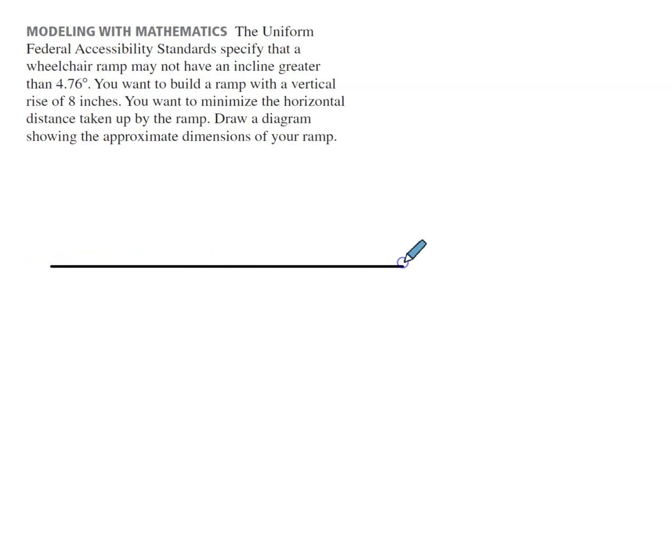So let's draw a little bit better image here. 4.76 is a tiny, tiny angle. If you look at a protractor, it's going to be very small, much smaller than what I've drawn here, but just to give us an idea, this is 8. And we want to find the approximate dimensions of our ramp. So we want to find the length of the ramp itself, and we want to find this horizontal distance here. And we've got a right angle here, which gives us the right triangle.